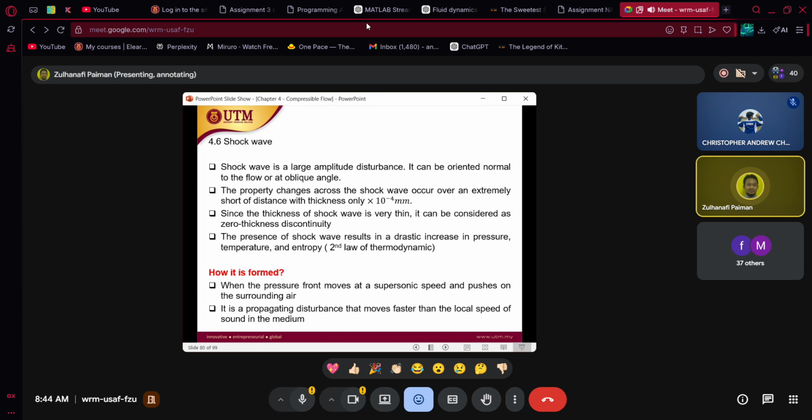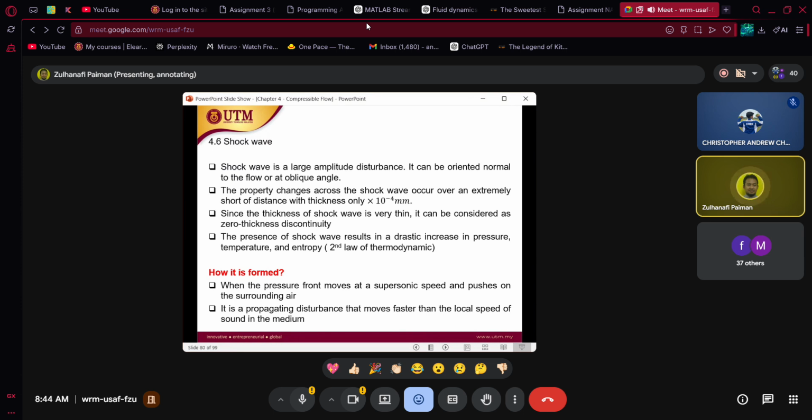So I think the most significant difference between the shock wave and isentropic flow is the entropy. For isentropic flow, we know that there is no change in entropy, delta S is equal to zero. But for the shock wave, delta S is not equal to zero. There is a change in entropy.